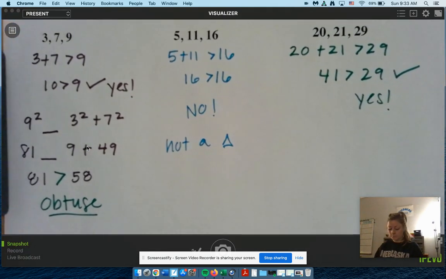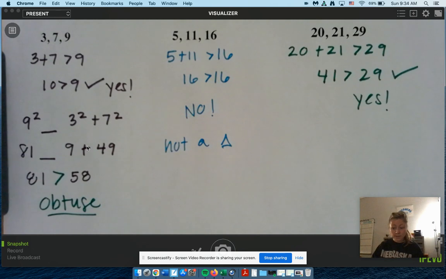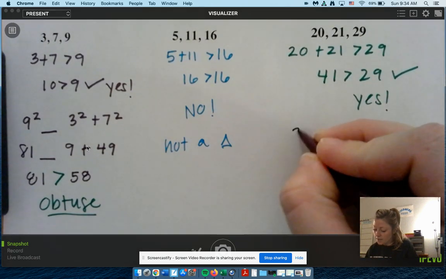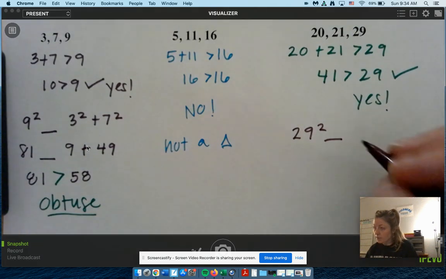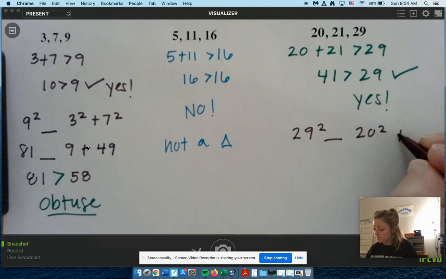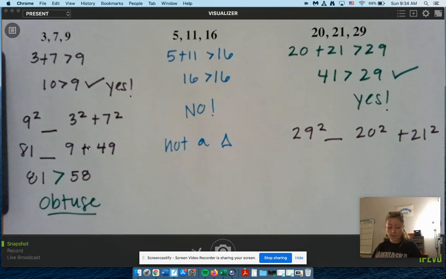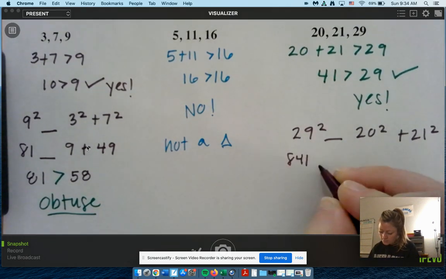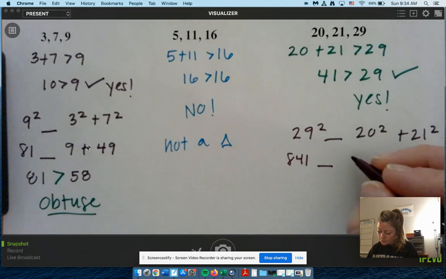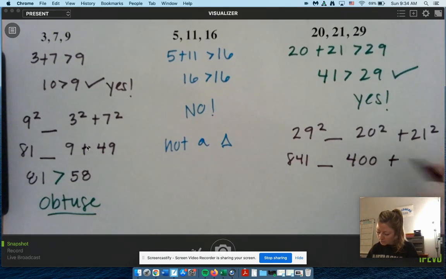And now from here, we do our Pythagorean theorem test. Okay, so pick the biggest side, our C. Our biggest side here is 29. So 29 squared, leave it blank, we don't know yet. 20 squared plus 21 squared. And now we crunch these numbers out. 29 times 29 is 841. Leave your little space. 20 times 20 is 400. And 21 times 21 is 441.